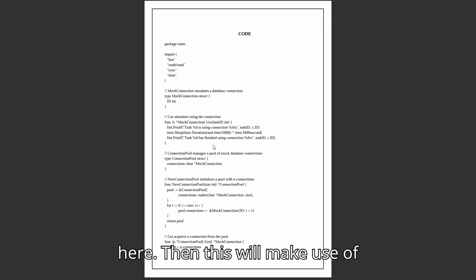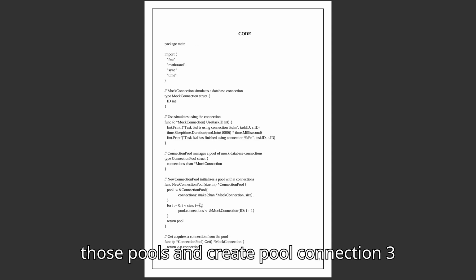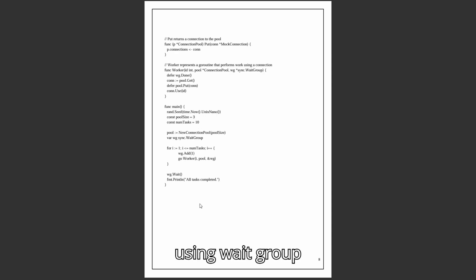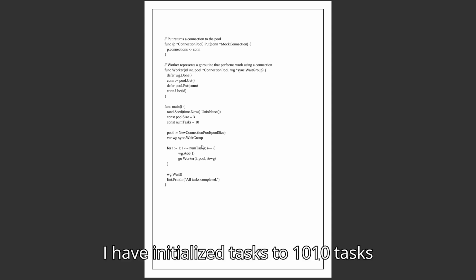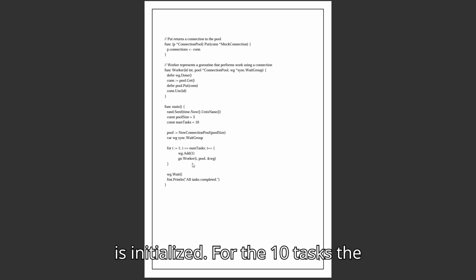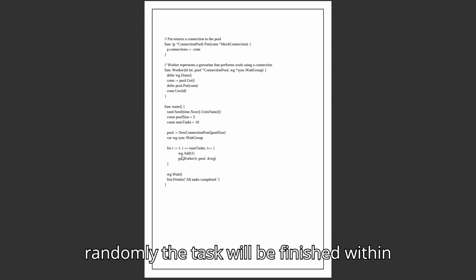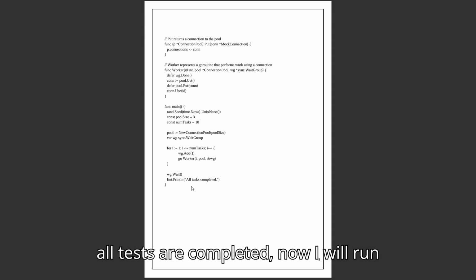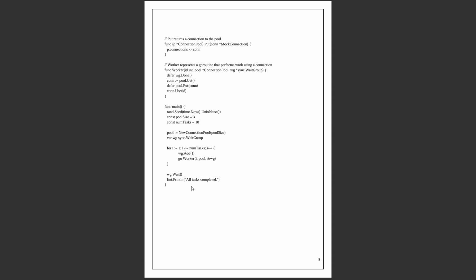Then this will make use of those pools and create pool connections, 3 pool size of connections. Then using a wait group, I will allocate a wait time. Then I have initialized the tasks to 10. For the 10 tasks the worker function will work, and randomly the tasks will be finished within a wait. Then after finally all tasks are completed, now I will run the program.